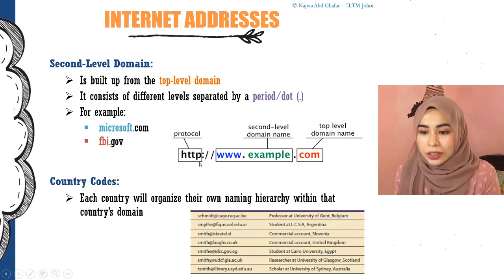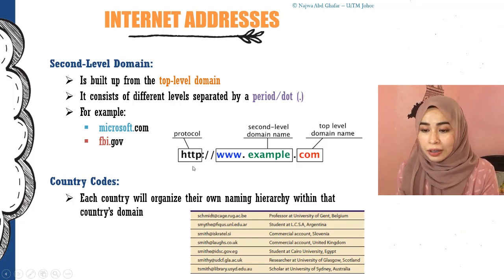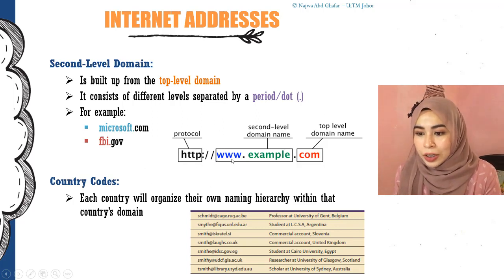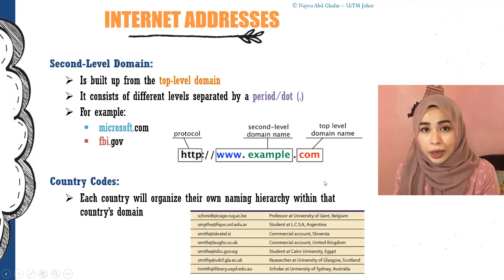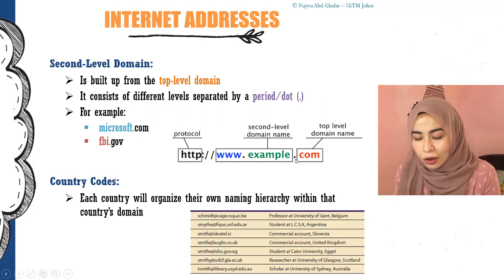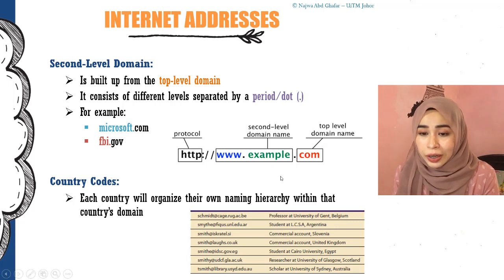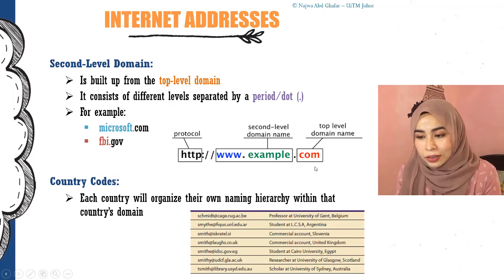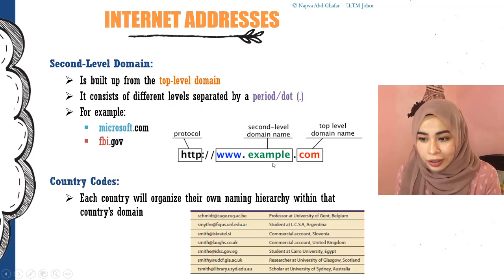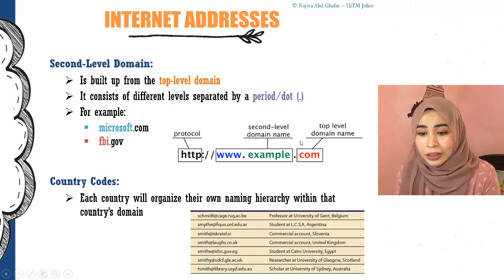You have HTTP. HTTP is the protocol that you're using to open up your website. Then you have www, which stands for World Wide Web, and then you have example. Example here is a domain name. Like I said earlier, .com is a top level domain. When you have the dot, the one next to it is known as a second level domain. So .com is a top level, and the next one next to the dot is called a second level domain.